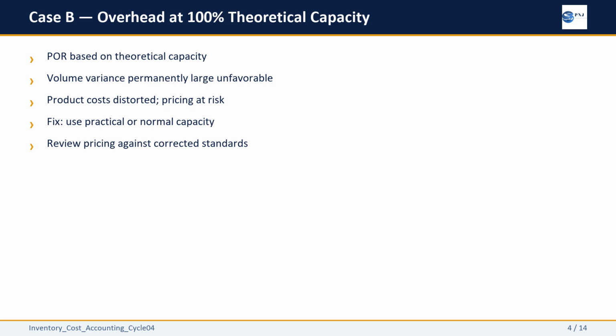The advisory response is to recalculate the predetermined overhead rate, the POR, using practical or normal capacity as the denominator. Products will carry a higher overhead cost per unit because more fixed overhead is spread over fewer units, and that better reflects the true cost of capacity. Then review pricing against the corrected standards.